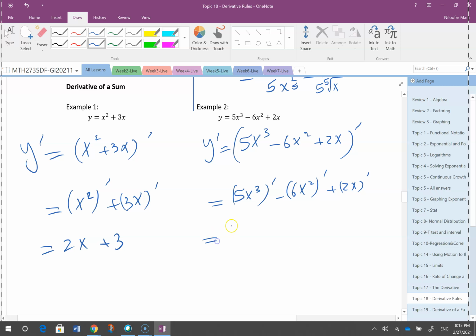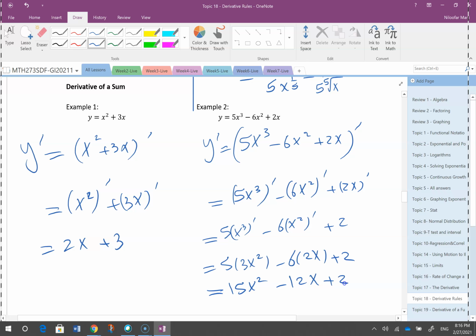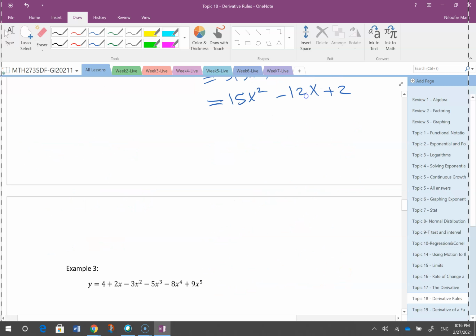So this is 5 times the derivative of that. Here I am showing step by step. First the derivative of that, then this, and then 2, which is 5 times 3x squared minus 6 times 2x plus 2. That's 15x squared minus 12x plus 2.